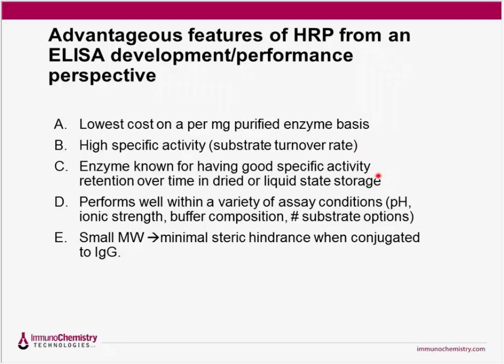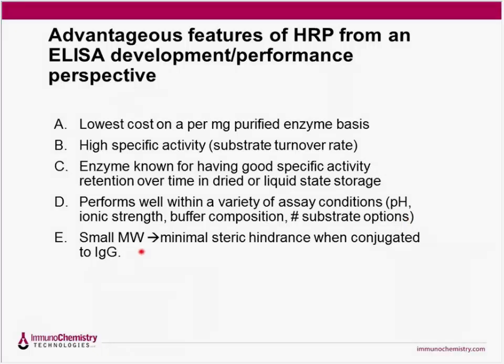The enzyme is known to have a good specific activity retention when stored in a dried or liquid state. It performs well in a variety of assay conditions. In other words, it can tolerate variations in pH and buffer composition. And a benefit of this is the peroxidase is not very specific, so it's capable of oxidizing a variety of substrates, including multiple chromogen types that can be used for enzyme immunoassay signal generation.